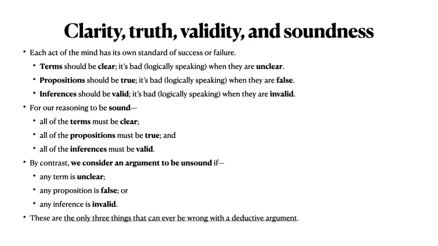This leads us once again to the only three things that can ever be wrong with a deductive argument. It can use terms that are unclear, it can use propositions that are false, or it can rely on inferences that are invalid. Those are the only three things. If you find an argument in which all the terms are clear, all the propositions are true, and all the inferences are valid, that argument is sound, and you must accept the conclusion of that argument. If you don't like the conclusion, you can go back and look and see, is there an unclear term? Is there an untrue proposition? Is there an invalid inference? But if you can't find one of those, then that argument is sound, and you must change your mind. You must adopt the conclusion, whether you happen to like it or not. That's one of the most important things that we'll learn this year.